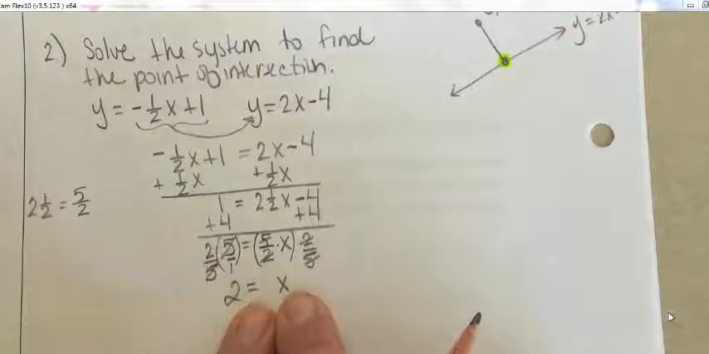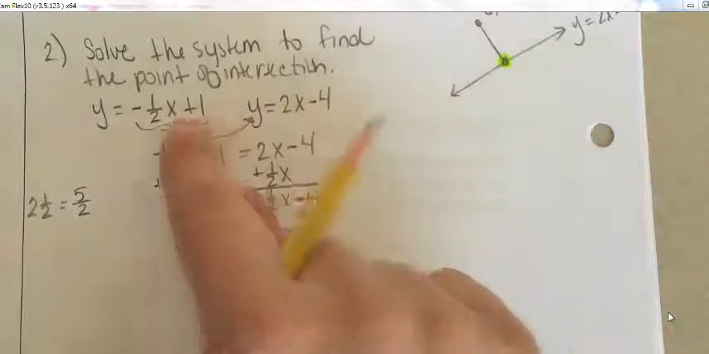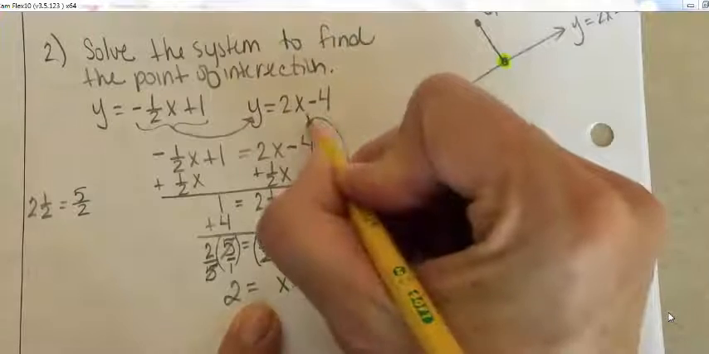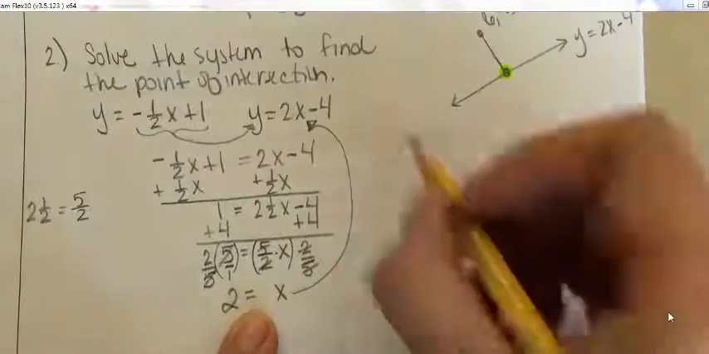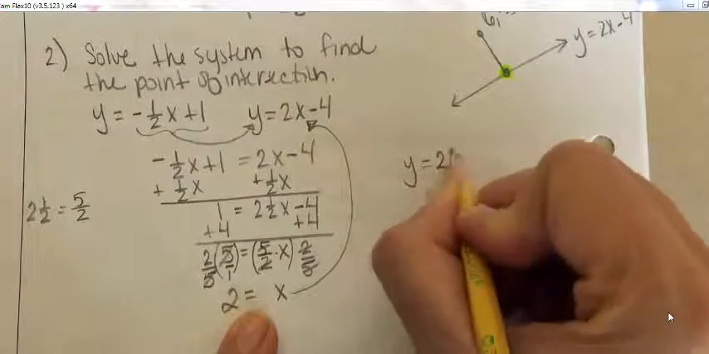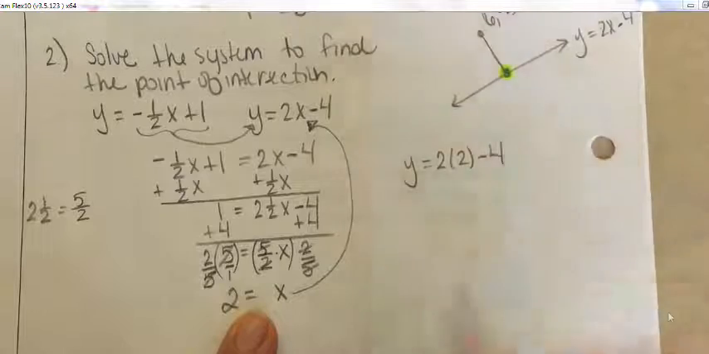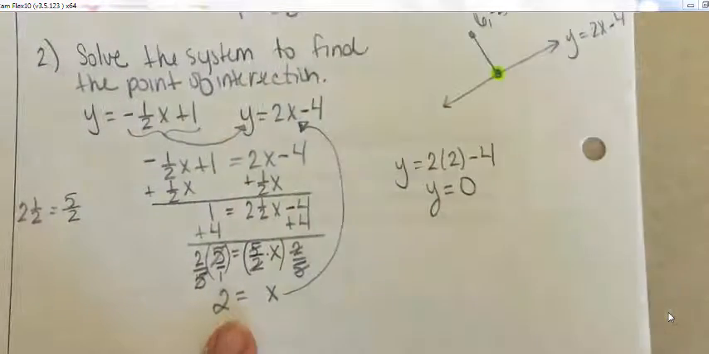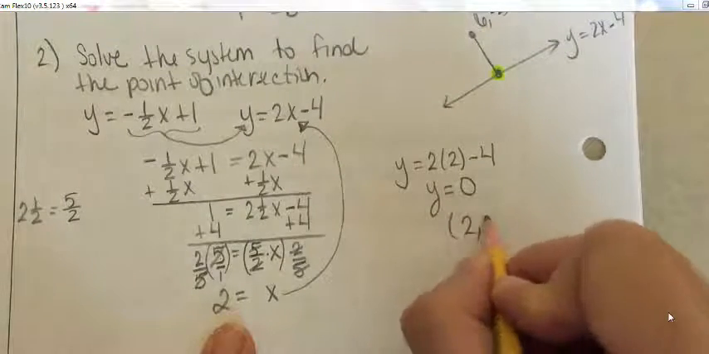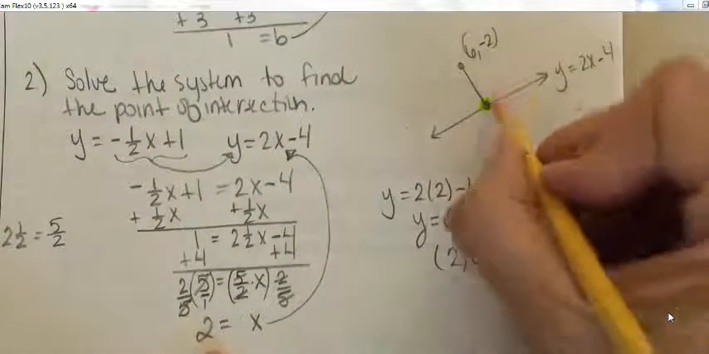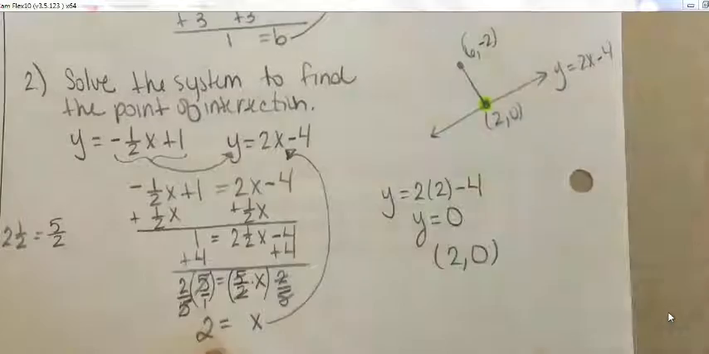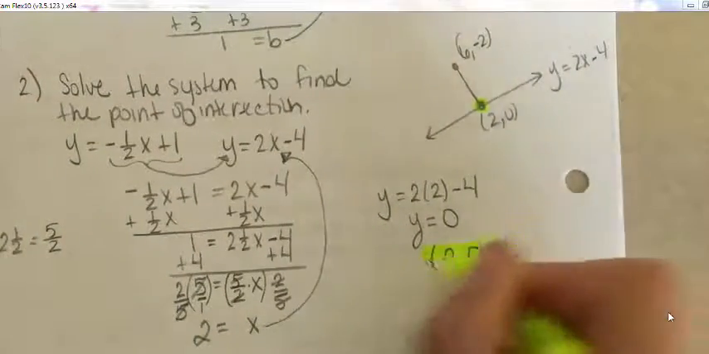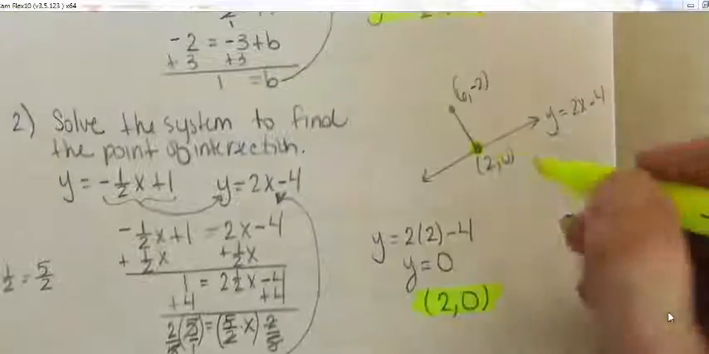Okay, so now I'm going to take that x value and I can plug it into either one of these. So how about I'll just plug it back into this one. So we'll get y equals 2 times 2 minus 4. Ooh, or y equals 0. So the point of intersection is 2, 0. So this point right here is 2, 0. Okay, so I found my point of intersection. This little point right here.